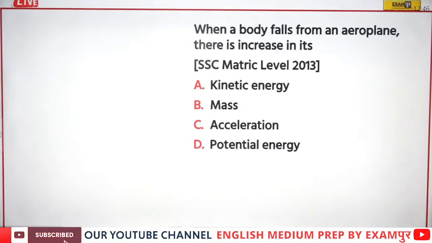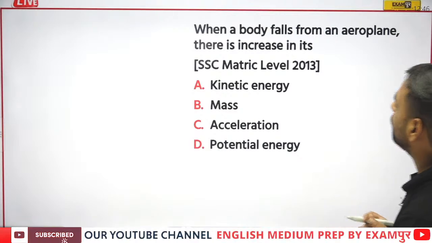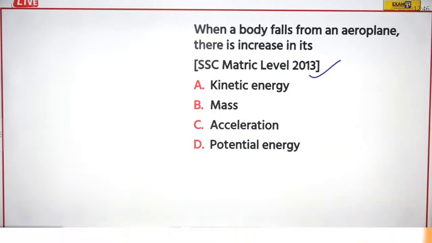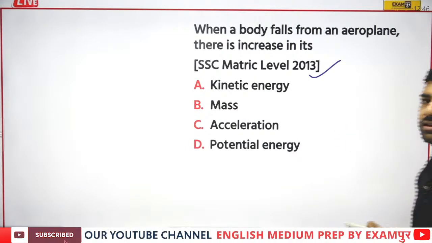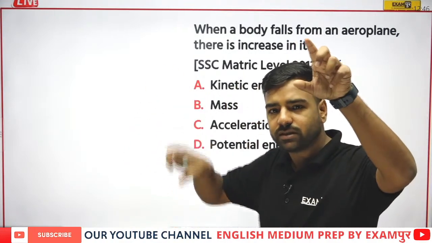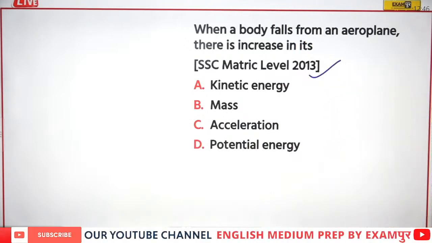Next, a body falls from an aeroplane, then there is the increase in what? This is from MATRIC level 2013. Is it kinetic energy, mass, acceleration, or potential energy? What I am talking about is any object which is coming down when it is thrown from the aeroplane. What is the correct answer?